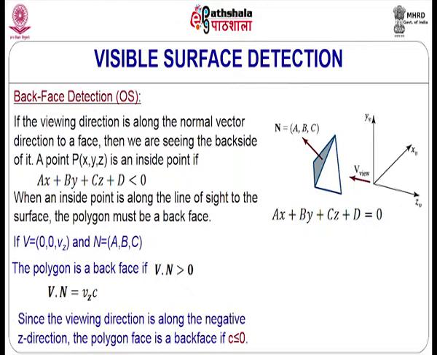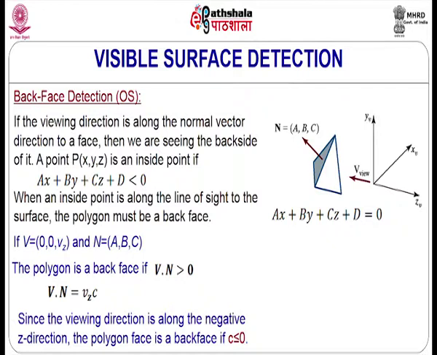So, when will the dot product be greater than 0? We have to consider that Vz is negative. V dot n is equal to Vz into C, as you can see, because it is simply the dot product of A, B, C with 0 0 Vz: A into 0, B into 0, and Vz into C. That is what is left out of the dot product. This has Vz, which is negative in fact. So, if C is negative, the dot product becomes positive. So, V dot n is greater than 0.